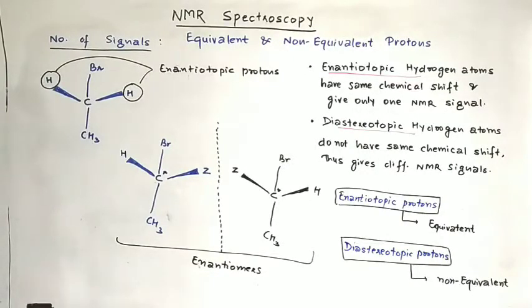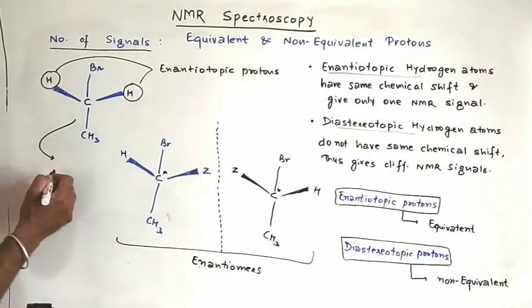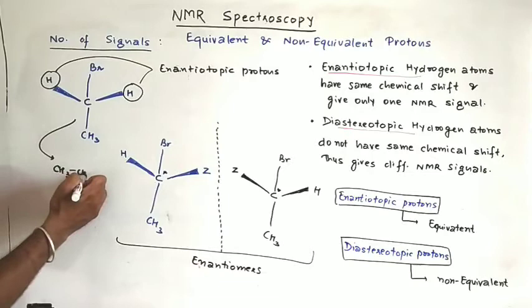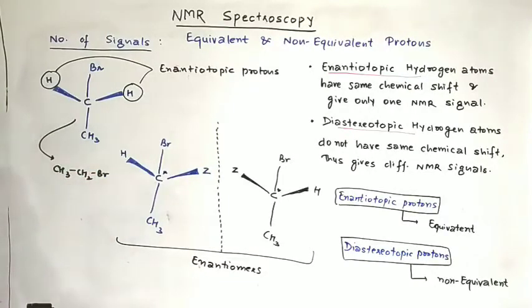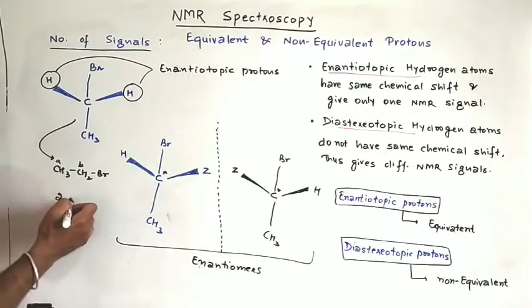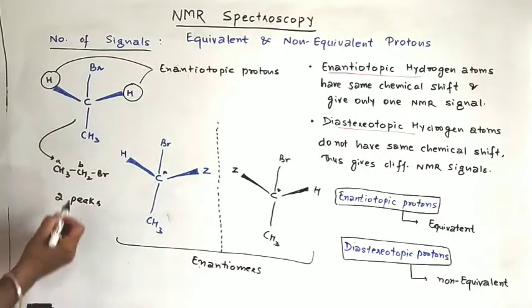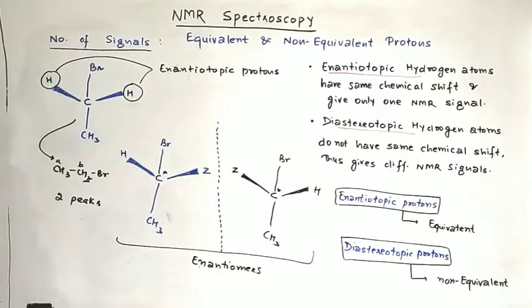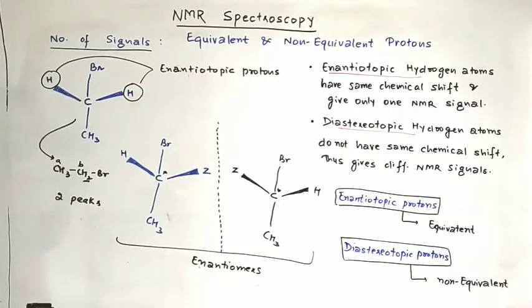Then how many peaks will this molecule give? This molecule is nothing but just ethyl bromide, you can see carefully. So it will give you 2 peaks. As these two protons which are connected to Br are enantiotopic protons, because when you replace one out of these two, you will get an enantiomer, either this or this, either dextrorotatory or levorotatory. So enantiotopic protons always give the same chemical shift and give only one NMR signal in the NMR spectrum.